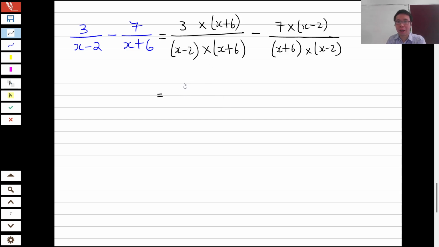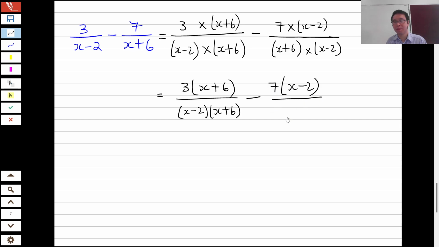So first I'll just rewrite this with brackets. 3 brackets x plus 6 over x minus 2, x plus 6, minus 7 bracket x minus 2 divided by x plus 6, x minus 2. And one thing I want you to know is that even though the order is different here, when I multiply two numbers, it's the same.